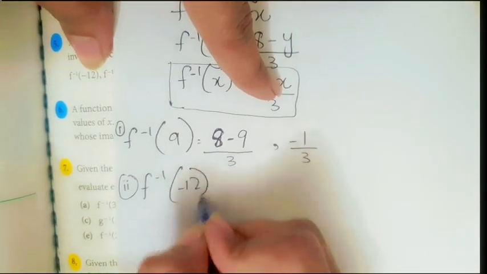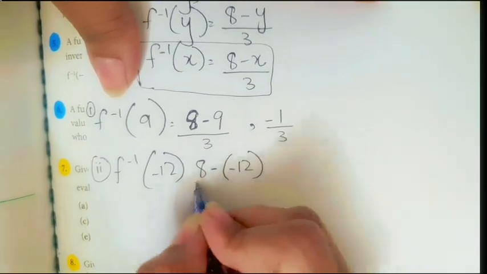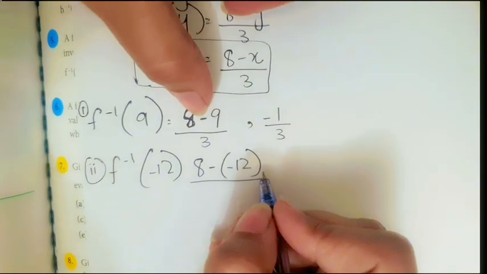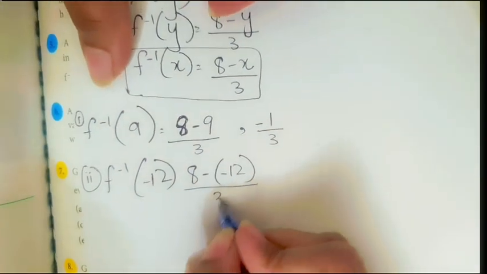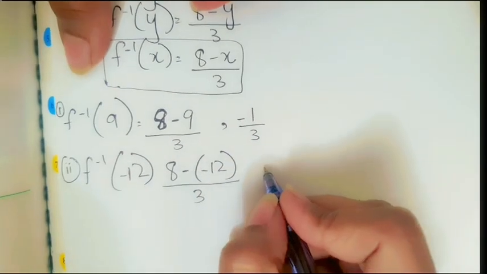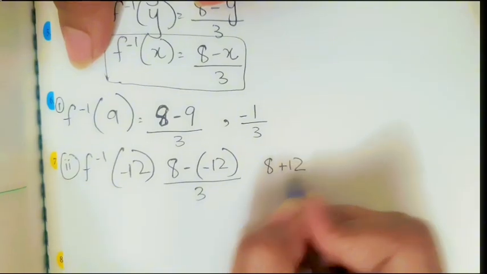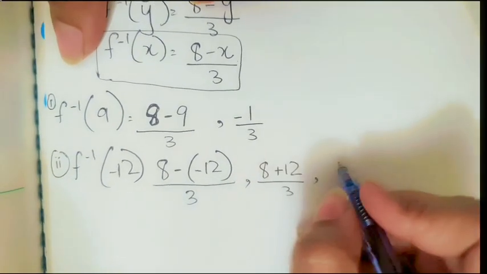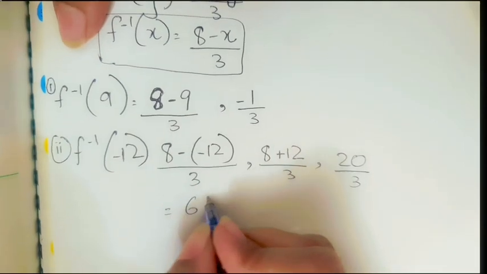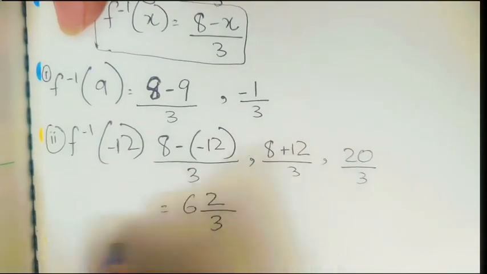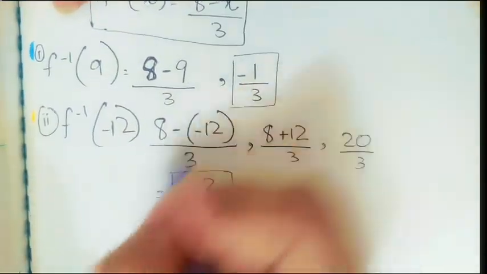Okay, the second part is f inverse of minus 12. In place of x I write minus 12. I am writing two minus signs because one is in the question and the value of x is also negative. So 8 plus 12 upon 3, which is equal to 20 upon 3, or you can write 6 whole 2 upon 3. So this is the value of the second part.